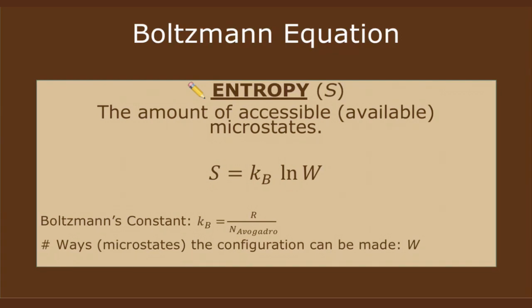He called that entropy. And the equation he gave for entropy is that S, which is the variable we use for entropy, is equal to a constant. This was later named Boltzmann's constant in his honor. S equals a constant times the natural log of the ways the configuration can be made. And we'll say ways are microstates. Okay, so the natural log of the number of microstates that could make that configuration times a constant. And this constant was later defined to be R, the universal gas constant, divided by Avogadro's number.